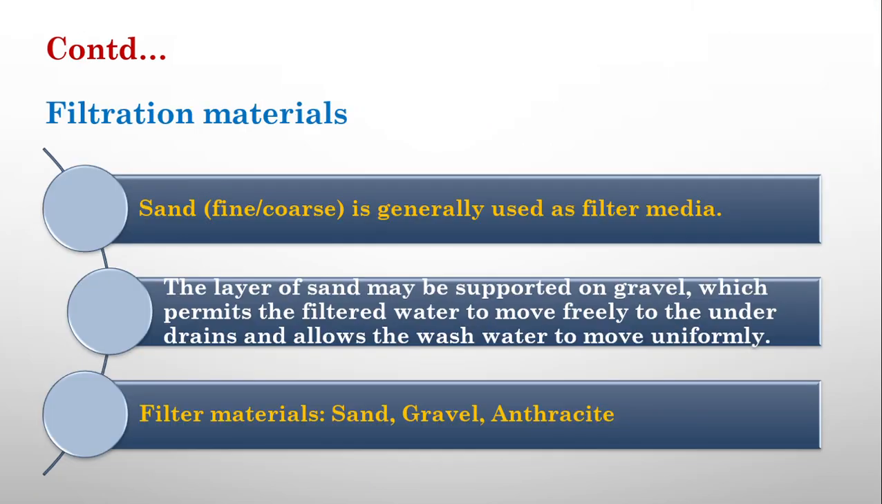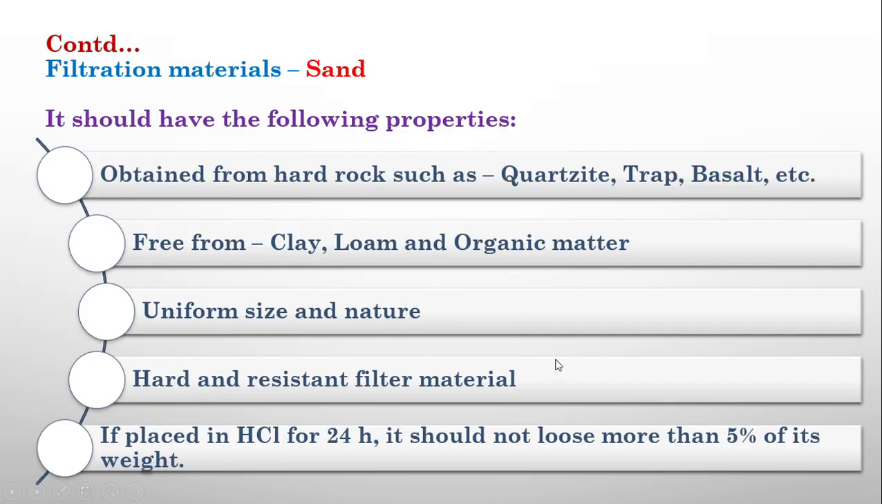Now, filtration materials. Which are the materials mainly used for filtering? We will use mainly three materials: sand, gravel and anthracite. We'll go through each of the materials and see the properties. Sand is obtained from quartzite, trap, basalt, etc. Those kinds of rock materials will yield sand. It is free from clay, loam and organic matter. Sand free from clay, loam and organic matter will be used for filtering. Uniform size and nature will be there. It is a hard and resistant filter material, and when placed, it will not react with hydrochloric acid. All these have to be the properties of the sand used for filtering.